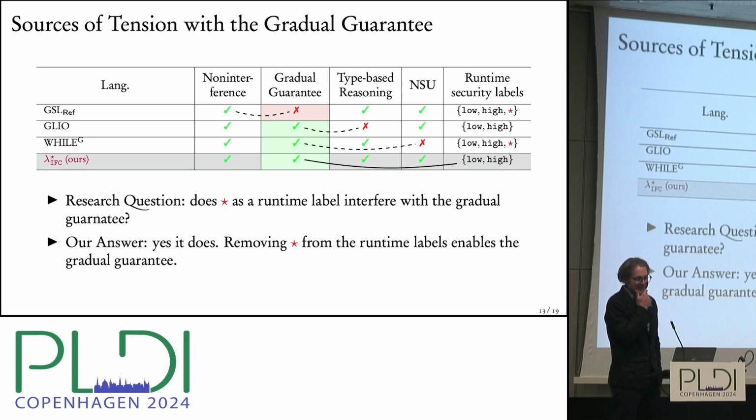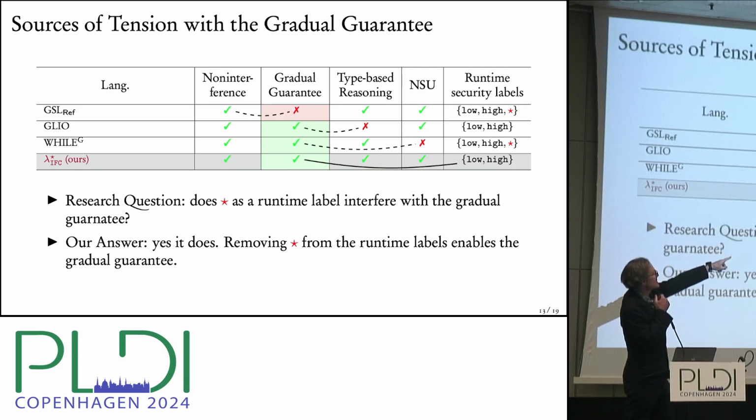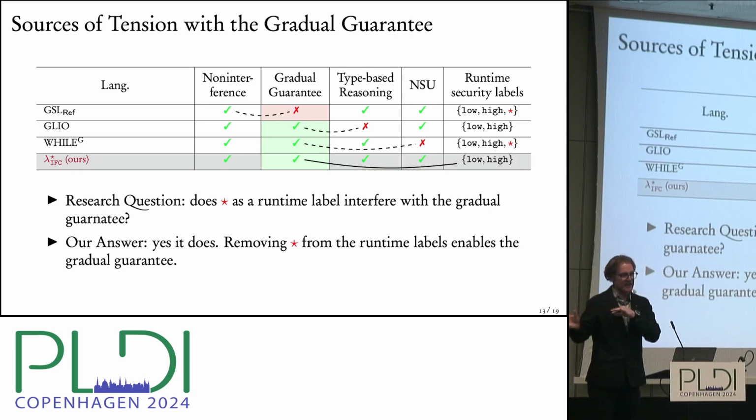Okay. Then there was another paper, WildG, where what they did is they said, okay, we're not going to do this non-sensitive upgrade checking on assignments. We're going to go with a more restrictive static analysis. And it turns out with that approach, you can also get the gradual guarantee.